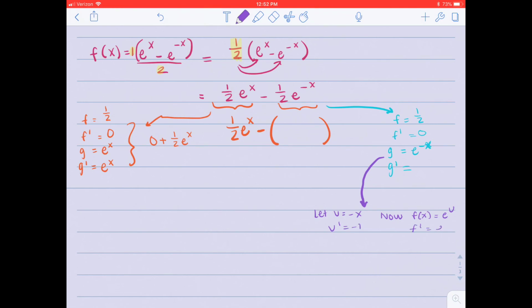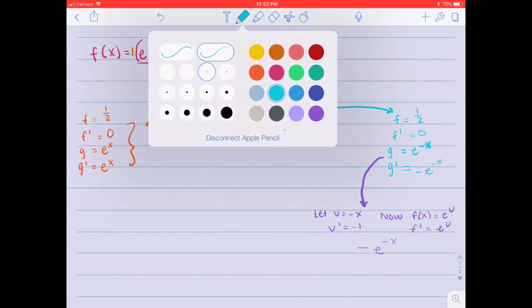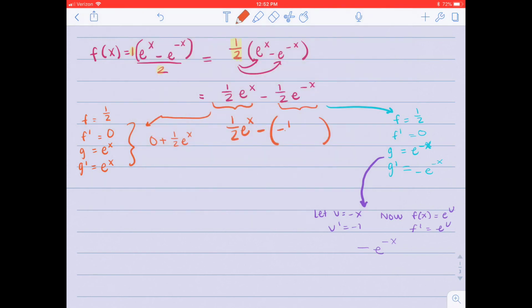F prime is going to equal e to the u. And multiply the 2 together and clean it up. That gets me negative e to the negative x. So now I can go fill that in for g prime. Negative e to the negative x. And so when I do f prime times g, that's 0. And then when I do the fg prime, that gets me negative 1/2 e to the negative x power. But I know that a negative and a negative make a positive, so I can go ahead and clean this up as 1/2 e to the x plus 1/2 e to the negative x. And that represents my final derivative.